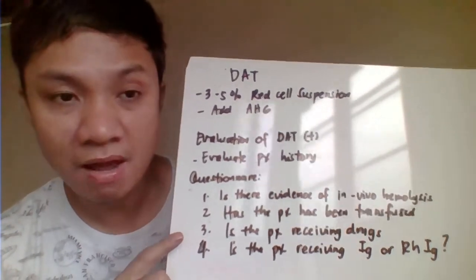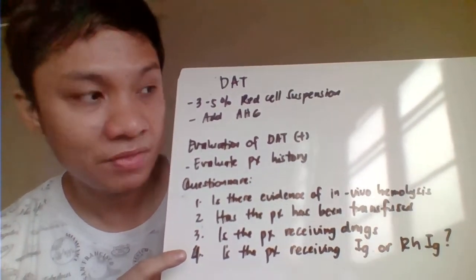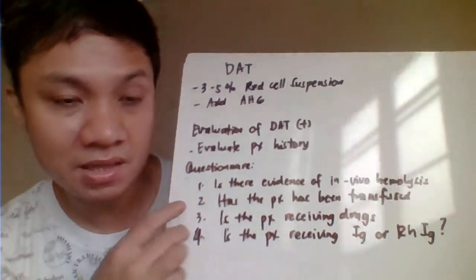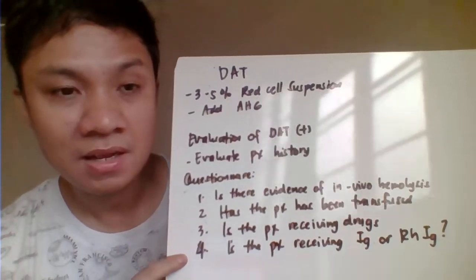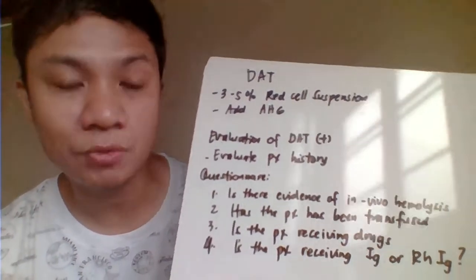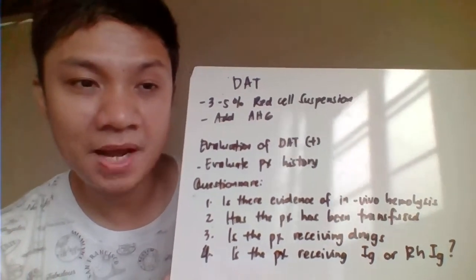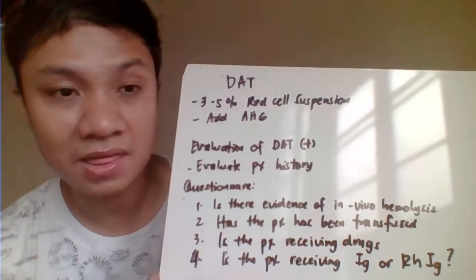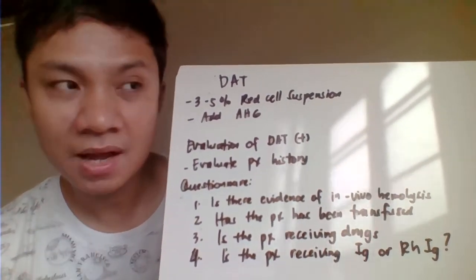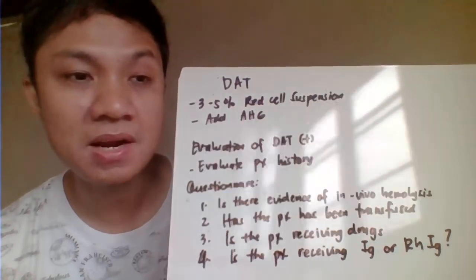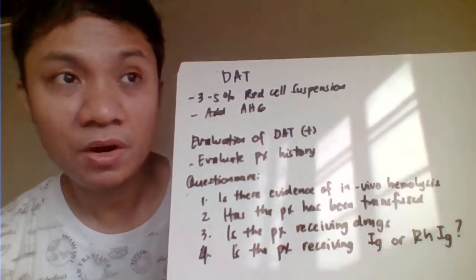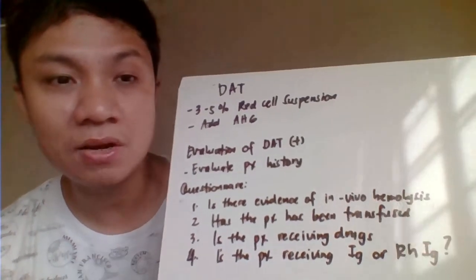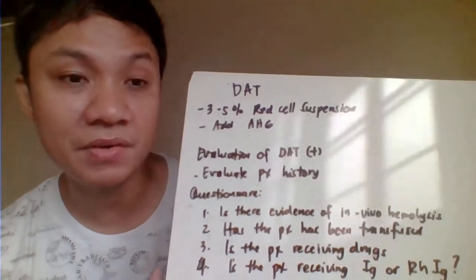Number one, the patient would have evidence of in vivo sensitization: the patient has been transfused, the patient is receiving drugs, or the patient has been receiving immunoglobulin coming from an outside source. Again, dapat pag nag-positive sa direct anti-globulin test, the patient should have a history of that. Kasi most likely, pag wala, it might be ruling out, baka false positive reaction siya. Or maybe because the patient has autoimmune hemolytic anemia. Other than that, kung hindi talaga siya autoimmune hemolytic anemia, baka false positive result lang ang nakuha mo.